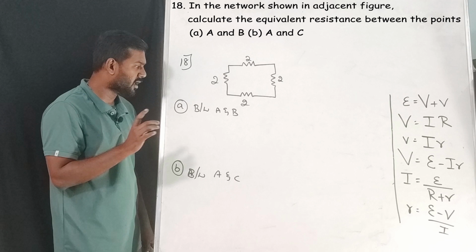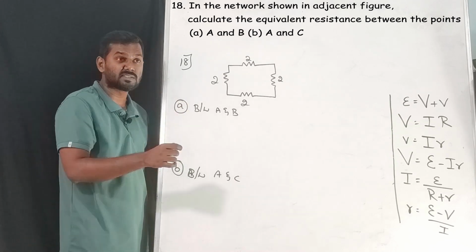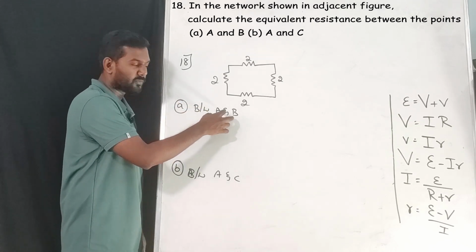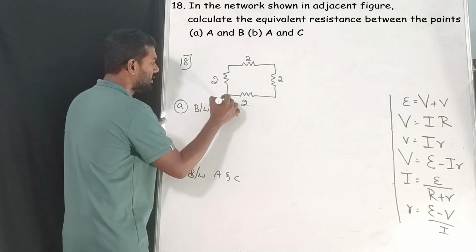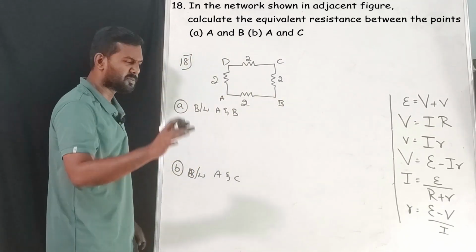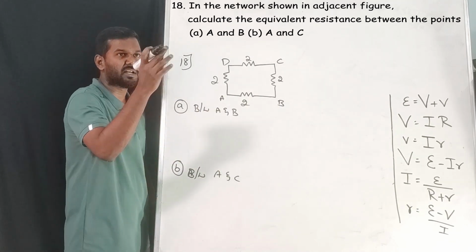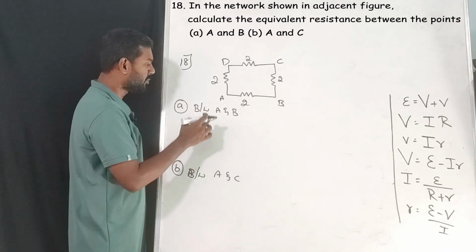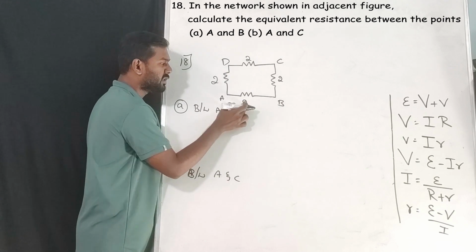When they have given points, first they are talking about finding the resistance between point A and point B. This is A, B, and this is C and D. So the resistance between point A and point B, that is what they are telling. Equivalent resistance between the points A and B. See, between A and B it is 2, correct?